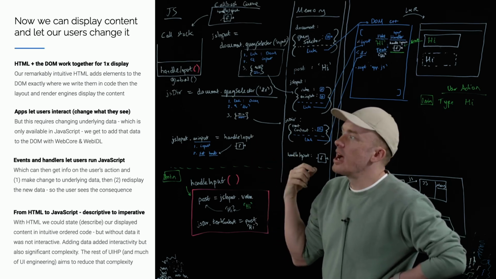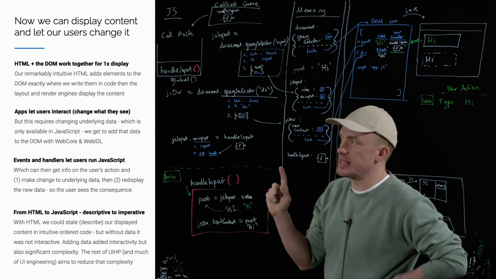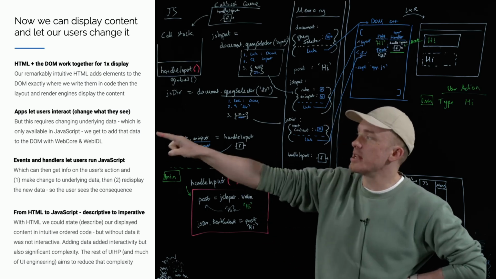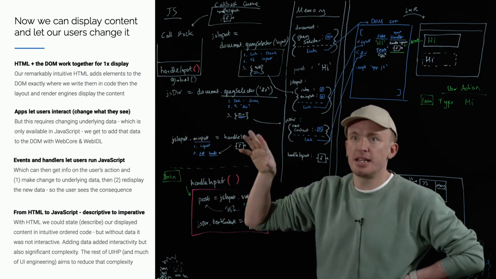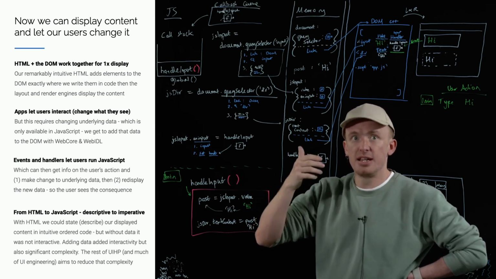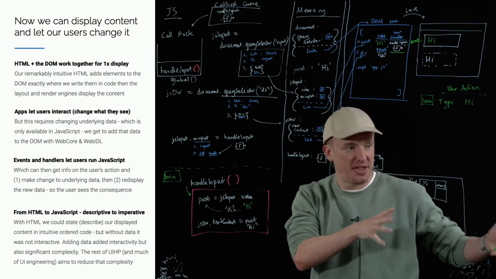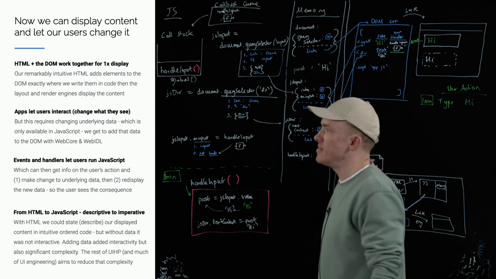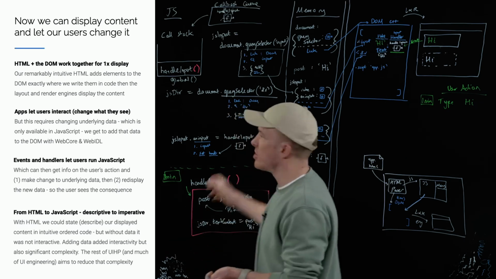the content. Apps, though, unfortunately, let users interact, change what they see, or change the content. That's it. I prefer my phrasing, change the content, rather than change what they see, because "see" implies there must be content, but I just like saying content because then it's like, oh wow, it really is. Content is what you see, and I guess it's the underlying thing as well. It's overly specific. But this requires changing underlying data, which is only available in JavaScript.